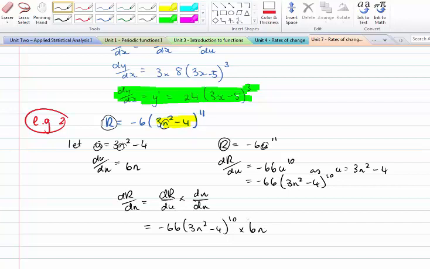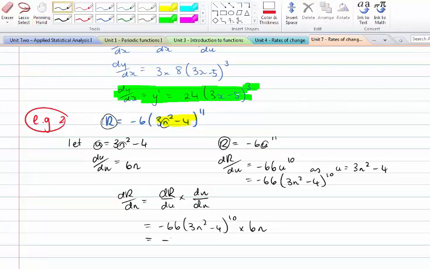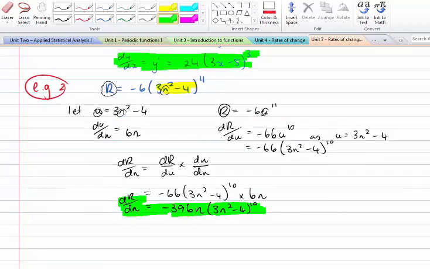Now we can't actually combine anything except for the 66 and 6. So 66 times 6 is −396n. Then our (3n² − 4), all to the power of 10. That's our dr/dn, or it could be our r' if we wanted to as well. So there we have our derivative again. So just be aware that the chain rule can be changed to fit the variables in question.